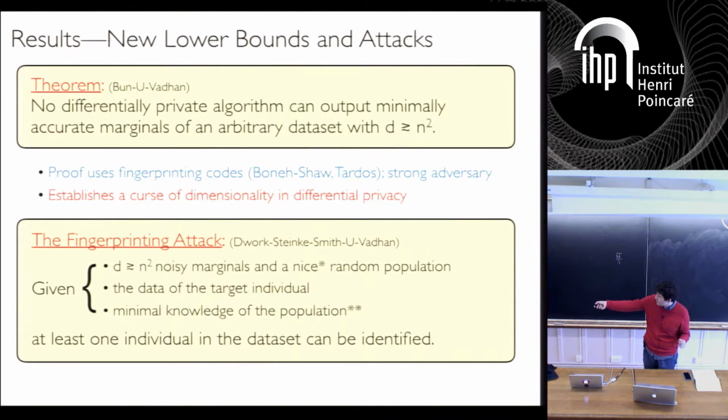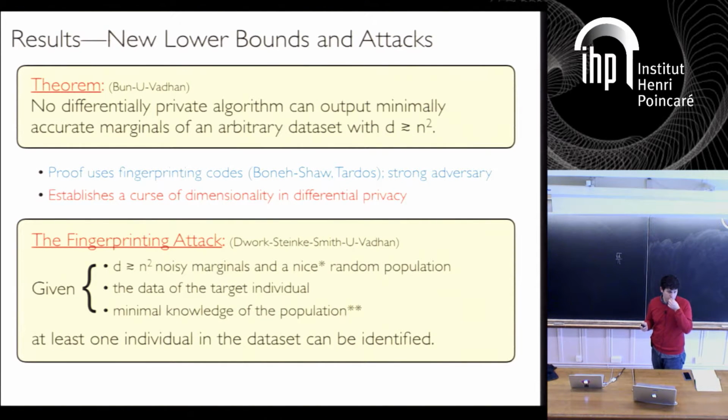So first of all, we need to assume that you get like n squared noisy marginals. This is because we have this differentially private algorithm. We need n squared. We also need to assume that the data set no longer just comes from any reasonable distribution. The population itself has to be chosen in a nice way, and I'll describe that and say a little bit at the end about what nice means.